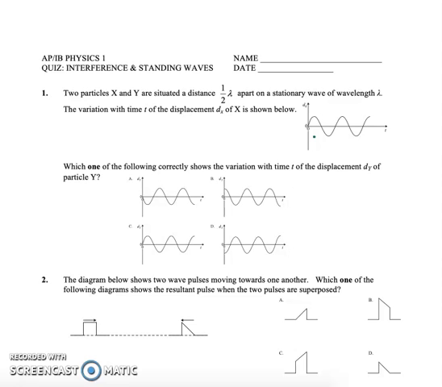All right, so here's a quick guide to the solutions to the interference and standing waves quiz. Number one, we have 2 points that are half a wavelength apart. So if this is the first graph where x is shown, we expect y would be half a wavelength. If x is at a crest, y is at a trough. When x is at a trough, y would be at a crest. So in other words, we want a waveform that looks like this, and that's going to be A.